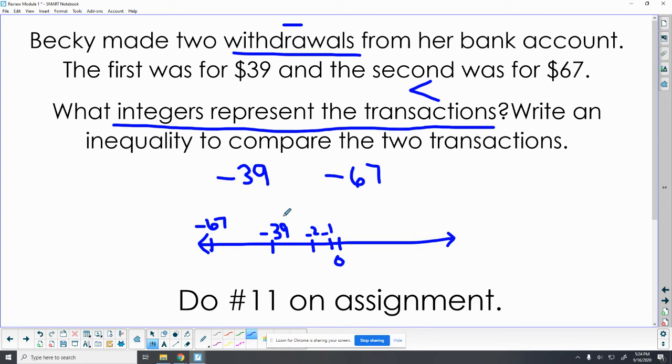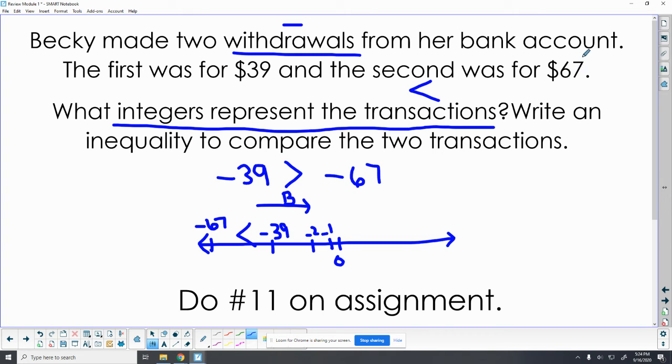And anytime you have a number farther to the right, that means it is going to be bigger. So I can place my symbol here. So negative 39 is greater than negative 67. So I place my symbol with the big side pointing open to 39, the little side pointing to negative 67.